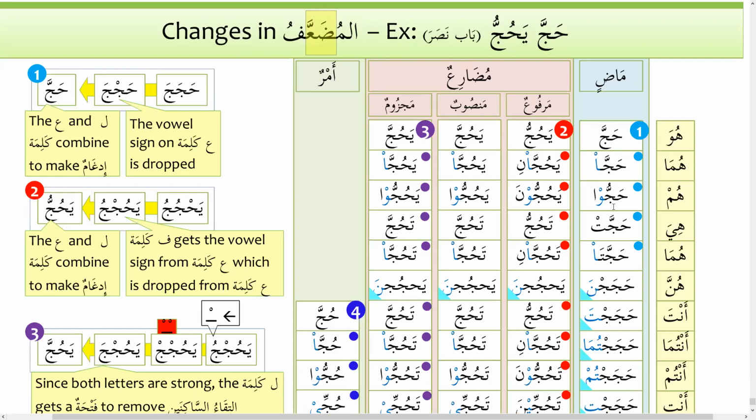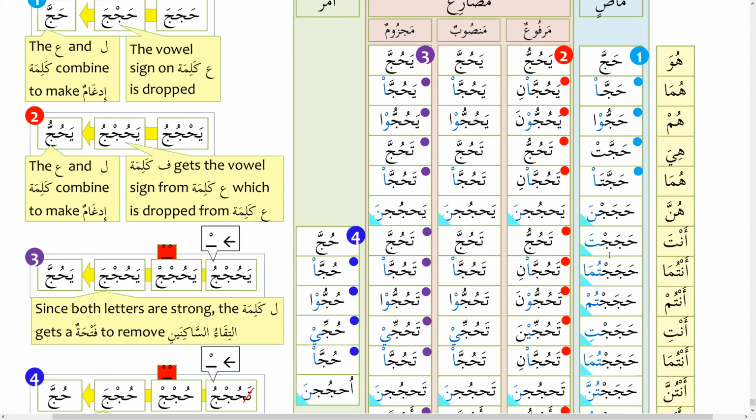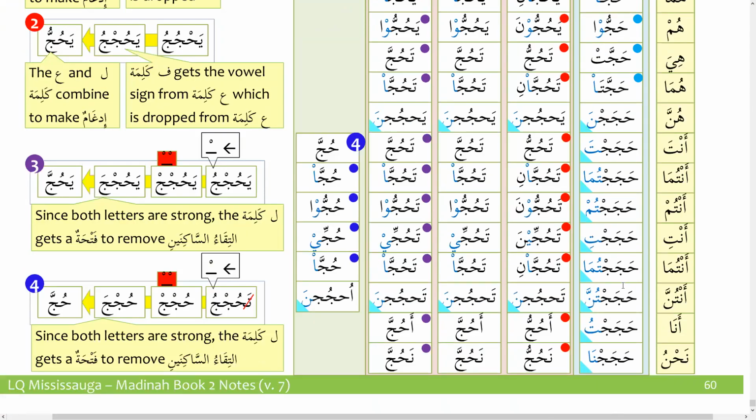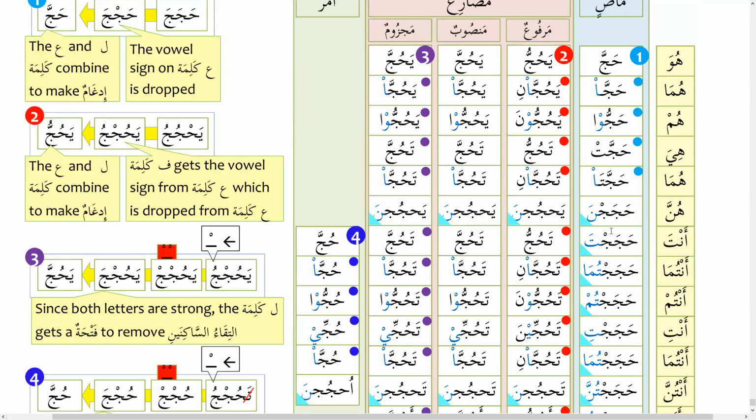Hajja, Hajja, Hajju, Hajjat, Hajjata. From here, because this is sukoon, you will open up. Right? Hajajna, Hajajta, Hajajtuma, Hajajtum, Hajajti, Hajajtuma, Hajajtunna, Hajajtu, Hajajna. Hajajtu, I did Hajj; Hajajna, we did Hajj. We just open up from here.